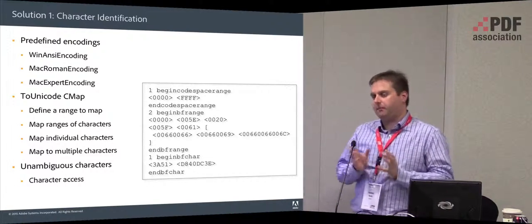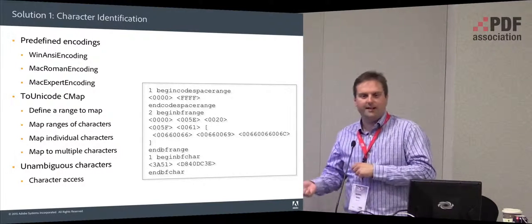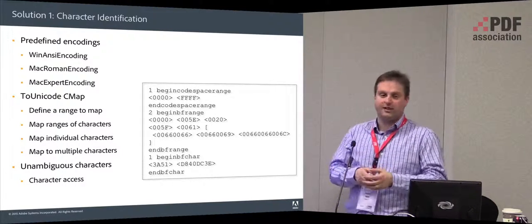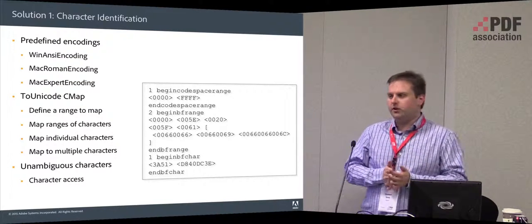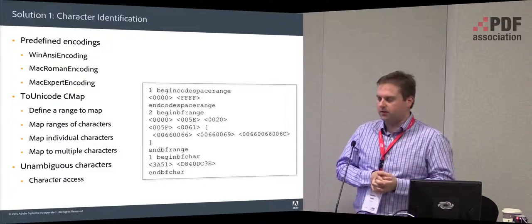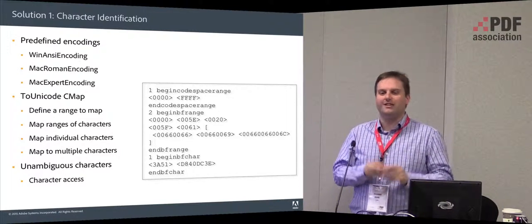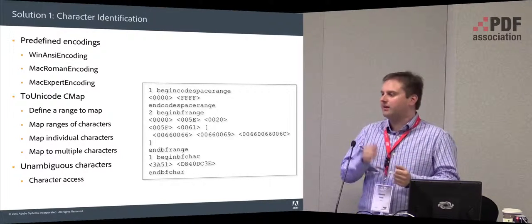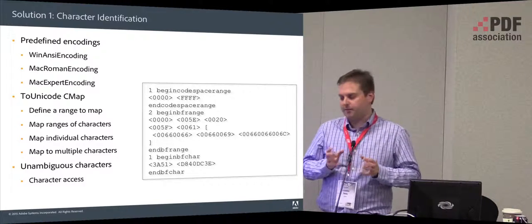Tagged PDF, and PDF in general, just requires that you do this. It's elsewhere in PDF that tells you precisely how to do it. But there are several things you can do. You can use predefined encodings for your fonts, for example, WinANSI, Mac Roman, and such, that basically tell you that these glyph indexes align with these specific characters. So you're telling a person to consume the font in a specific way.